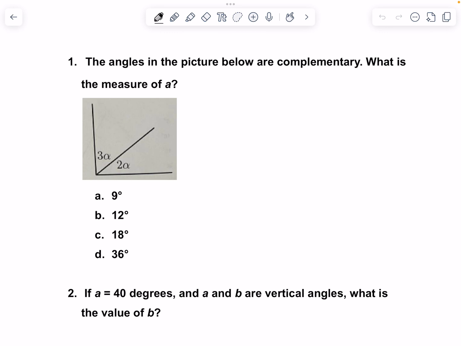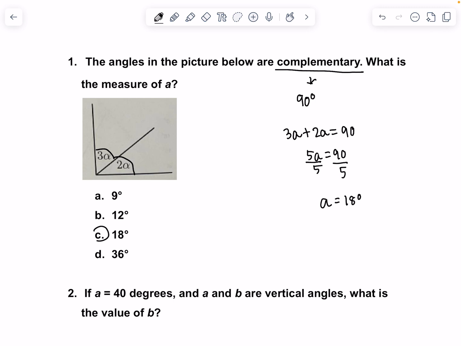The first one says the angles in the picture below are complementary. What is the measure of A? Complementary means they add up to 90 degrees. So these two angles will add up to 90 degrees. 3A plus 2A, because we have 1 degree here, 1 degree here, will add up to 90 degrees. 5A is equal to 90, and we divide by 5 on both sides to get just A. That would be A is equal to 18 degrees. So the answer would be C.